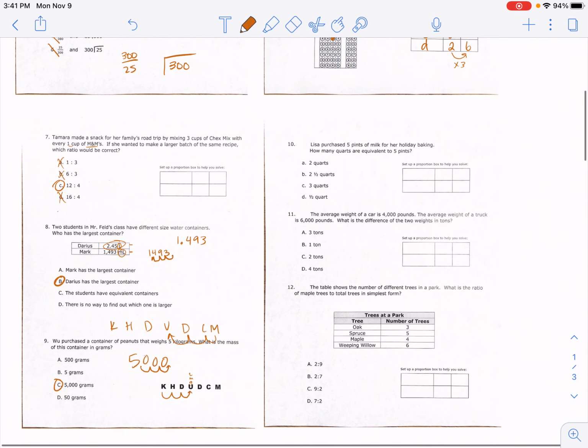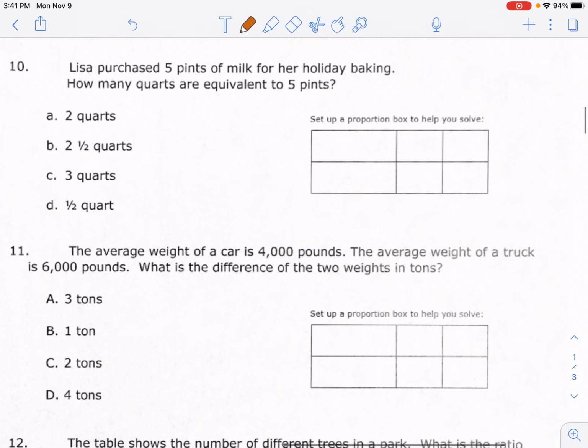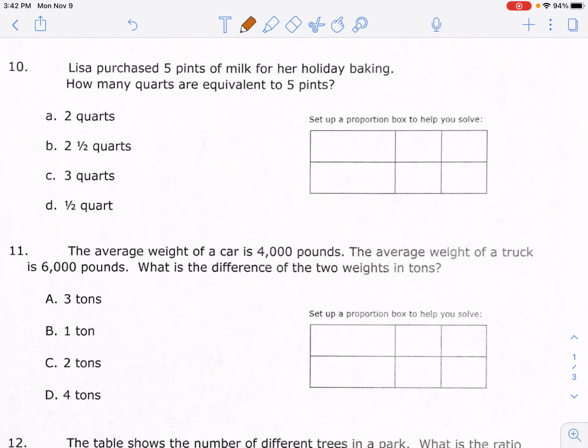All right, number 10. Lisa purchased 5 pints of milk for her holiday baking. How many quarts are equivalent to 5 pints? So I'm talking about quarts and pints. Now you could Google it, use a sheet, whatever, but I use the Kingdom of Gallon. Either way, there are 2 pints in 1 quart. So knowing that she purchased 5 pints, I'm trying to figure out how many quarts that is.